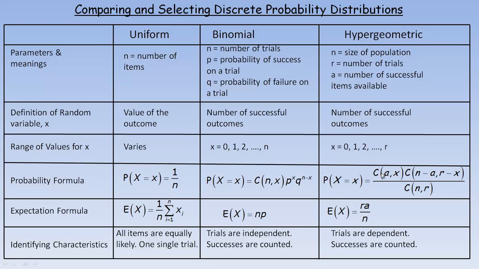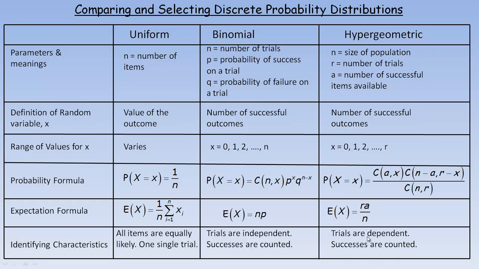The probability formula is the combination a choose x. Again, a here is the number of successful items available, times the combination n minus a choose r minus x over n choose r. Again, n is the size of the population, r is the number of trials you're performing. So that's why the sample size is actually n choose r. The expected value formula is r times a over n, and the trials are dependent because this is sampling without replacement. If you don't put that ball back in the container each time, then the probability of getting one the next time changes a little bit because there's one less in there. So that's why the trials are dependent, but again, successes are counted.